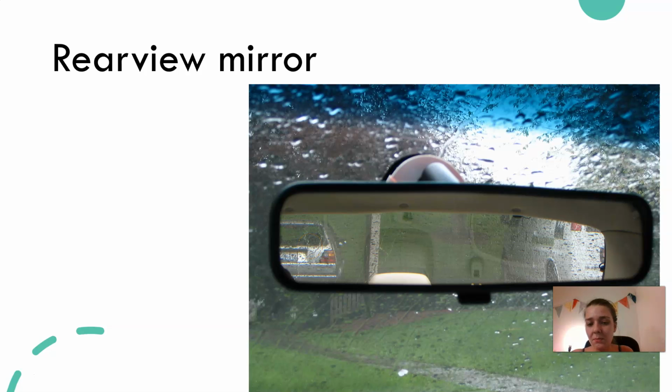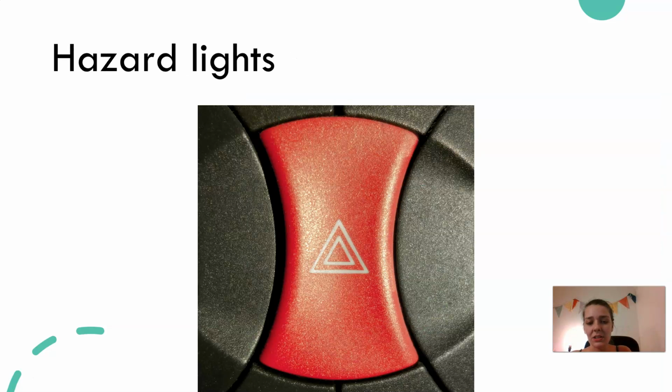Rear view mirror. It shows you what is behind you. Hazard lights. You push this button for the hazard lights. The hazard lights flash to show other drivers that something is wrong or that they should be cautious.